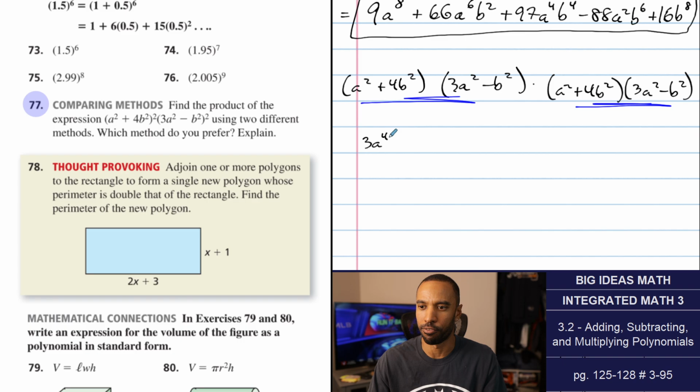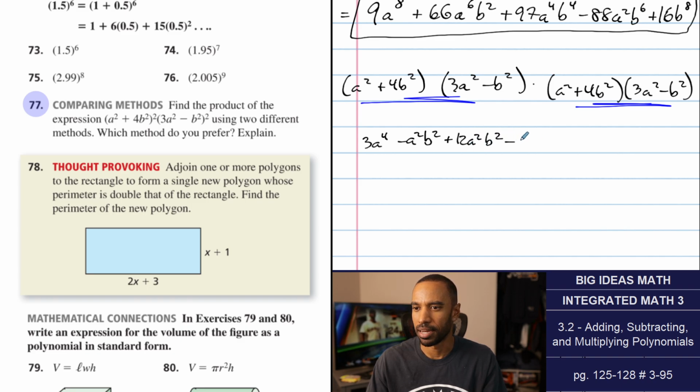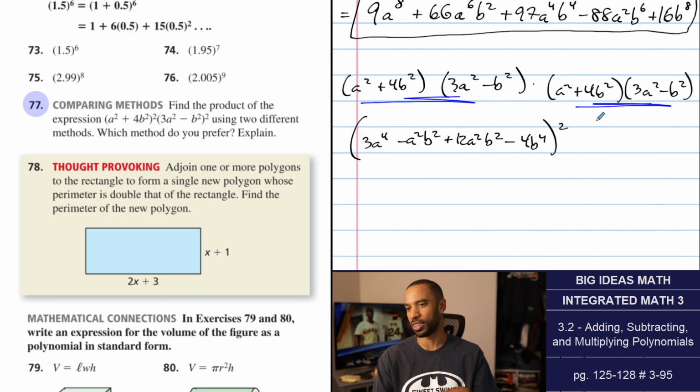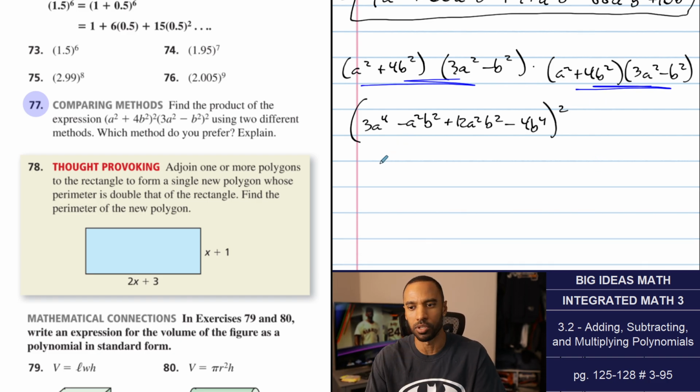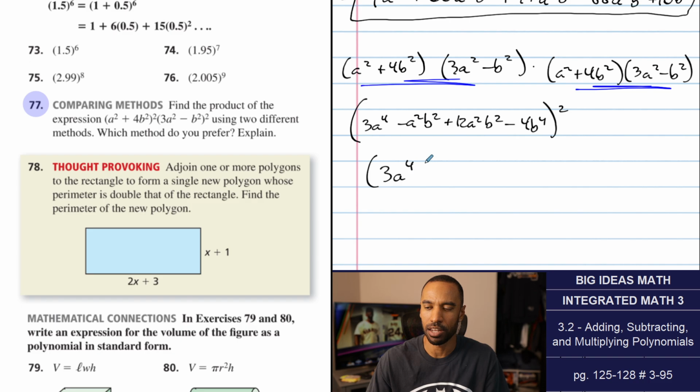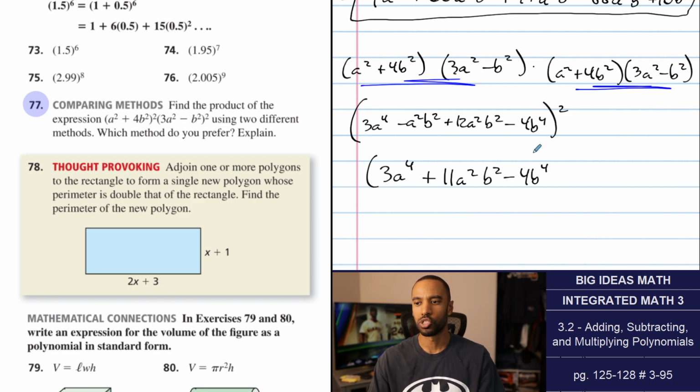I get 3a to the fourth minus a squared b squared plus 12a squared b squared minus 4b to the fourth. Now, keep in mind, this thing's going to be squared whatever we do. So I'm foiling within and then squaring the result. So that's going to be 3a to the fourth plus 11a squared b squared minus 4b to the fourth. So it's two of those.